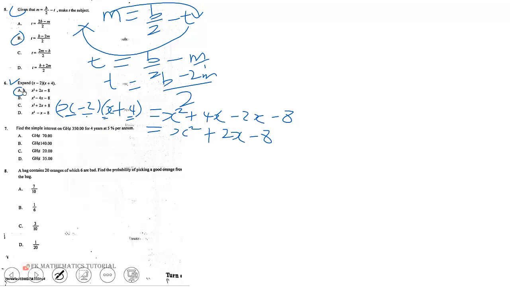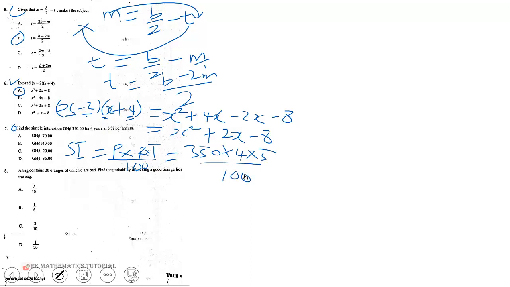Now let's come to question number 7. Find the simple interest on Ghana cedis 350 for 4 years at 5% per annum. So remember the simple interest formula. Simple interest is equal to principal times time times rate all over 100. So we're given the principal to be 350 Ghana cedis times the time is 4 years times 5 over 100.